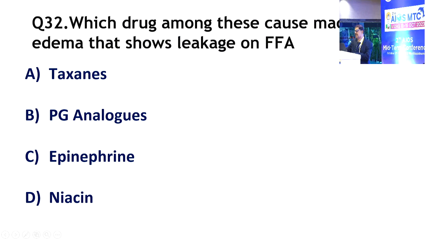Question number 32. Which drug among these causes macular edema that shows leakage on FFA? Three out of the four drugs cause a cystoid macular edema that doesn't show leakage. So only one of them shows leakage on FFA. Option A, taxanes, docetaxel, paclitaxel. Option B is prostaglandin analogs. Option C is epinephrine. Option D is niacin.